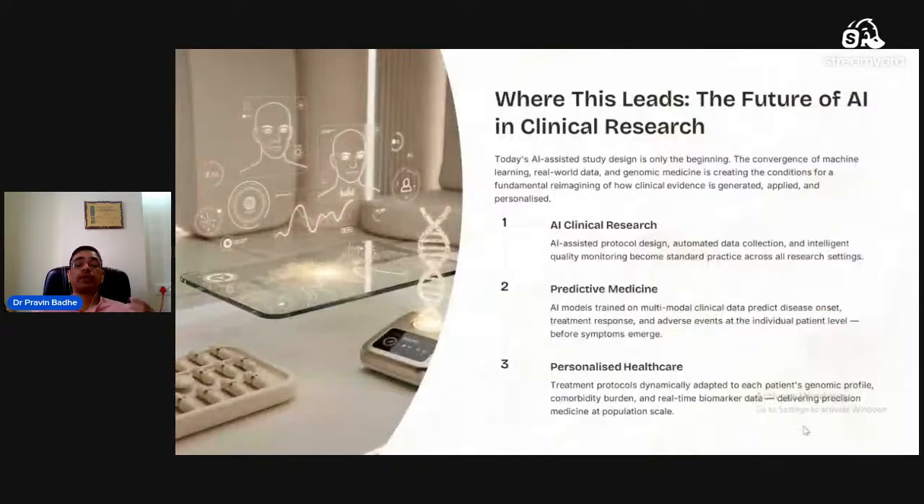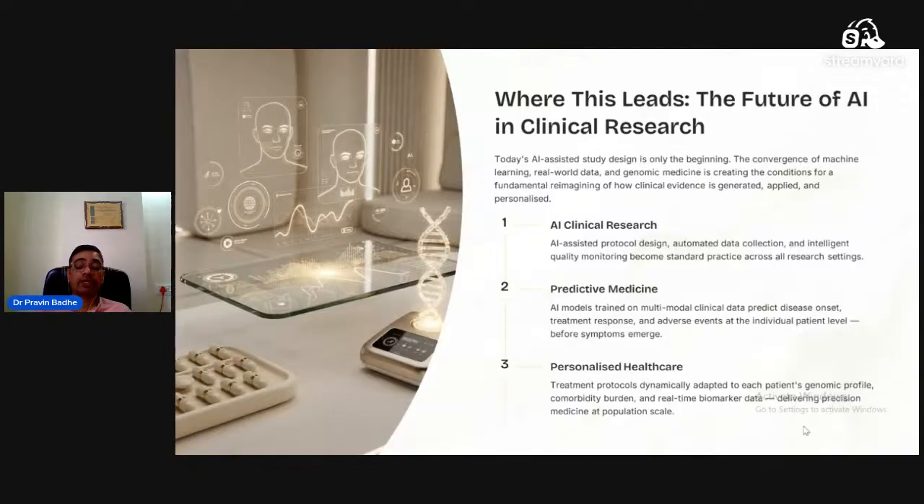So, if we look at where this is leading with AI in clinical research, mainly we have seen that with Swalife we have utilized it for protocol designing, automating data collection, using intelligence for quality monitoring, and also for standardized practice, which will lead toward the development of predictive medicine, where models will be trained with the help of clinical data, also predictive data, so that treatment response can be predicted before actually being given to the patient. Even the adverse event can be predicted before it is given to the patient.